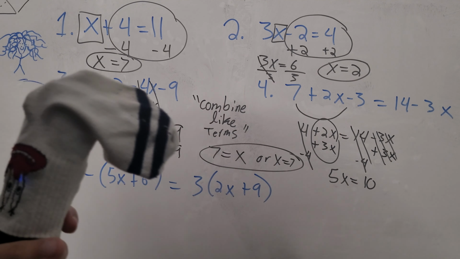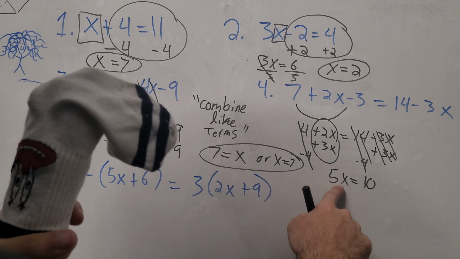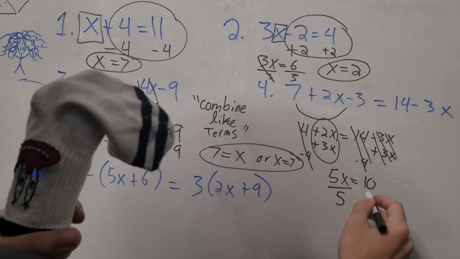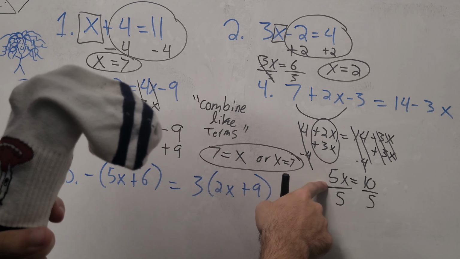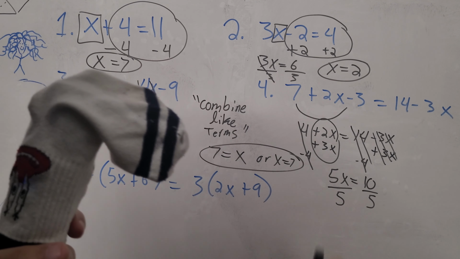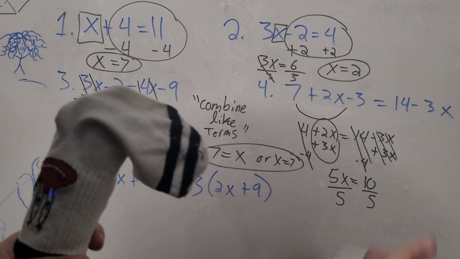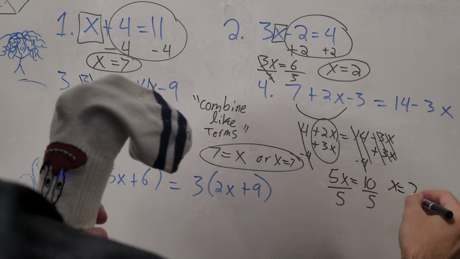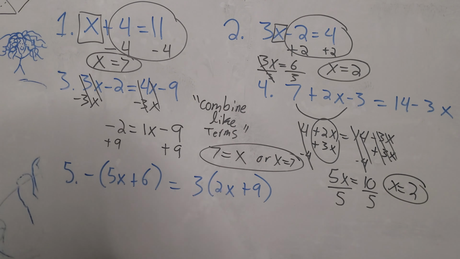Everything's been taken care of and accounted for. We have to divide both sides by 5. And this is when I want to do it. I want to divide both sides by 5 because all the like terms are combined. So we have x equals 2. Looking good so far. How about number 5?